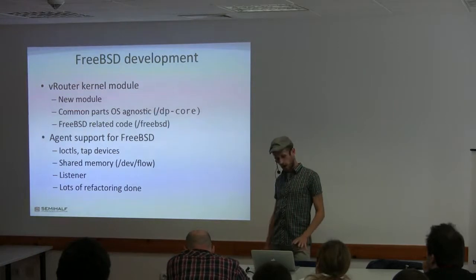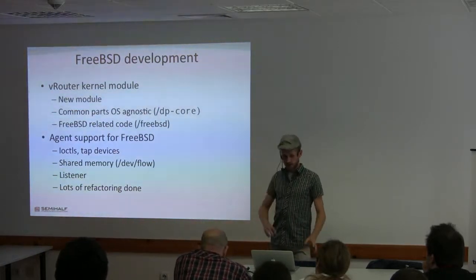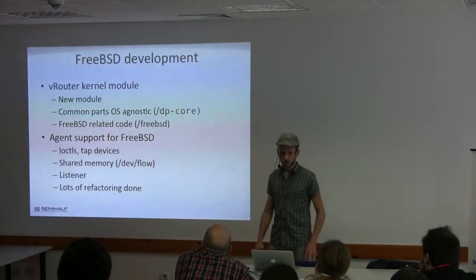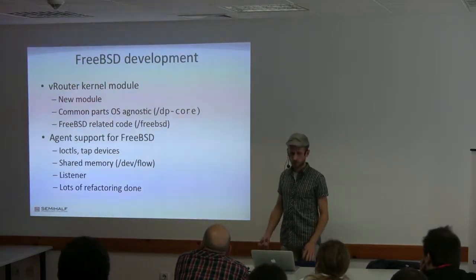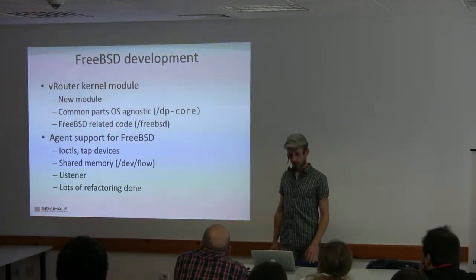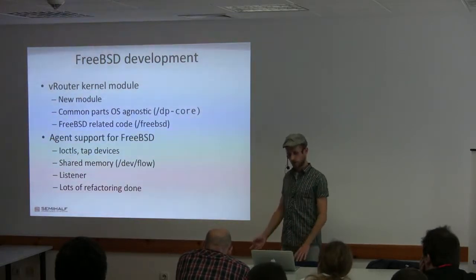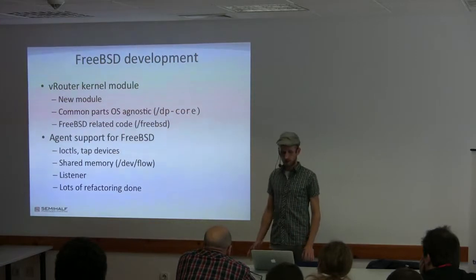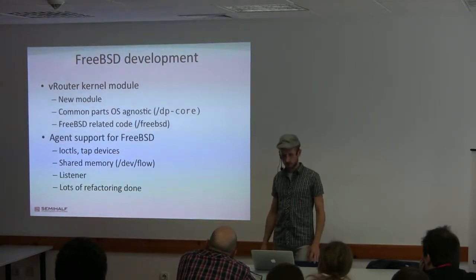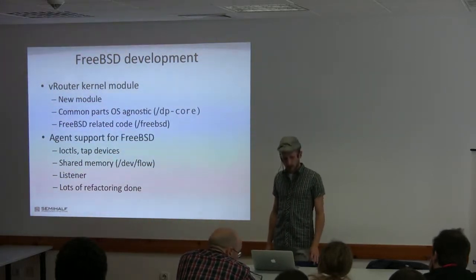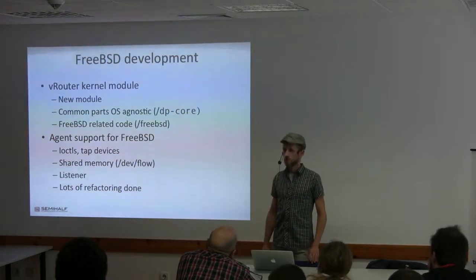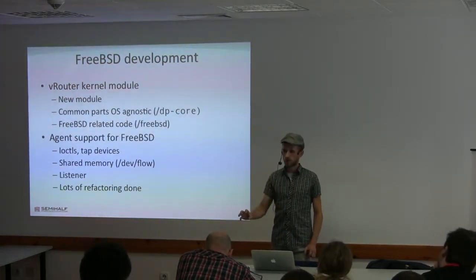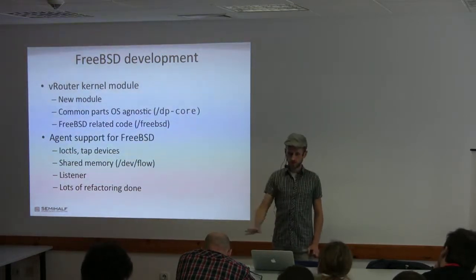When it comes to agent development, there were some differences between IOCTLs and tap device manipulations in FreeBSD and Linux, so we have to change the shared memory, the dev flow device they use on Linux. We just use a regular file mapped between the vRouter and the agent, and we have to create a listener. Listener is a module that learns about changes of the network states in the host.